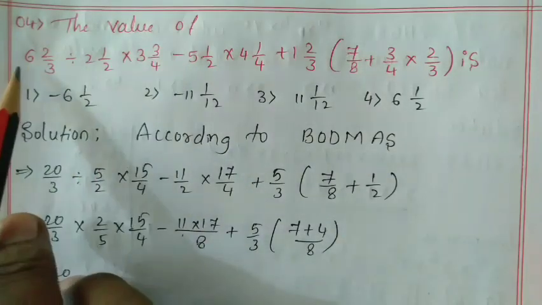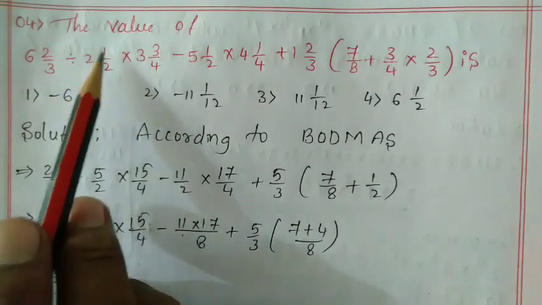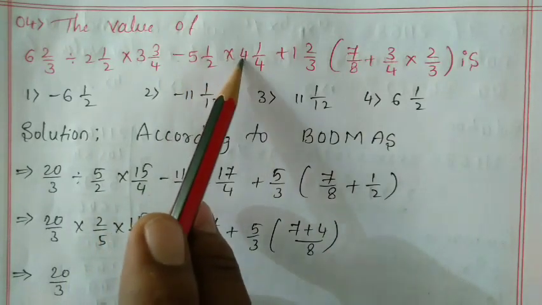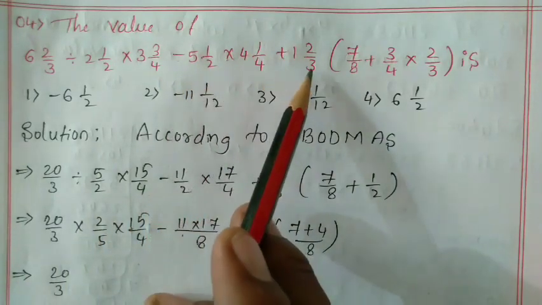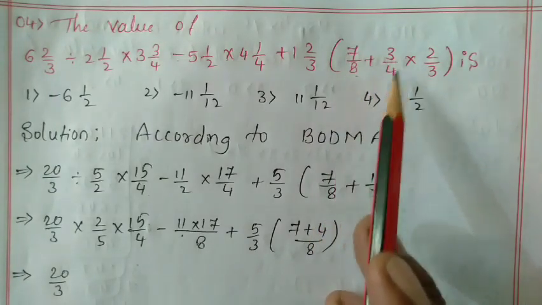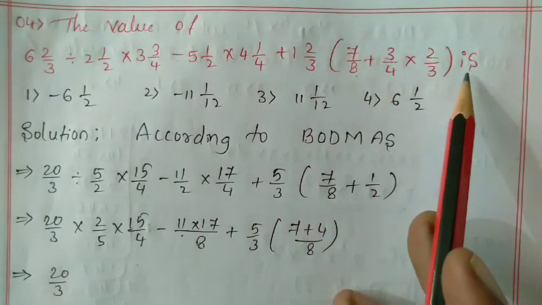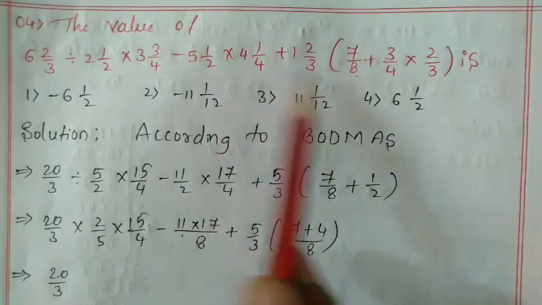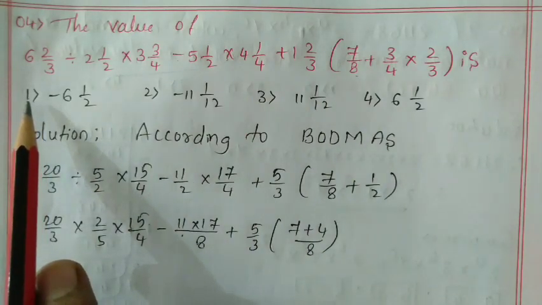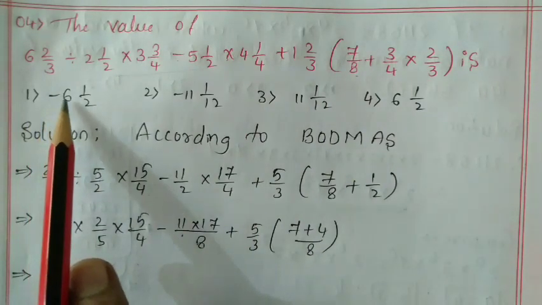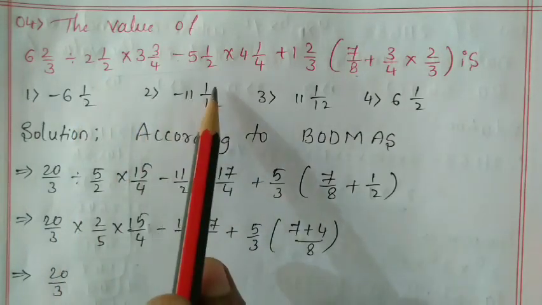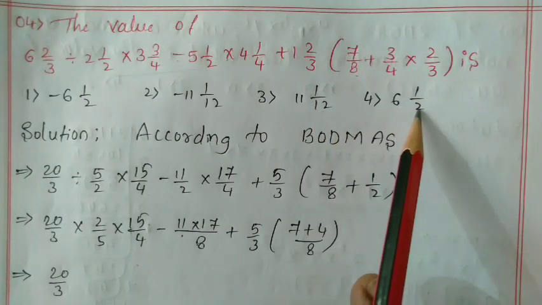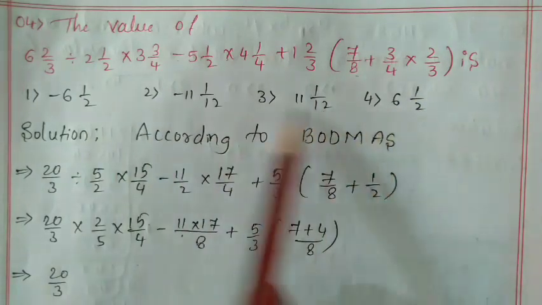The question is: the value of 6 integer 2 by 3 divided by 2 integer 1 by 2 into 3 integer 3 by 4, minus 5 integer 1 by 2 into 4 integer 1 by 4, plus 1 integer 2 by 3 into 7 by 8, plus 3 by 4 into 2 by 3 is how much? You can simplify this and find the value of it. The options are: first, minus 6 integer 1 by 2; second, minus 11 integer 1 by 12; third, 11 integer 1 by 12; and fourth, 6 integer 1 by 2.